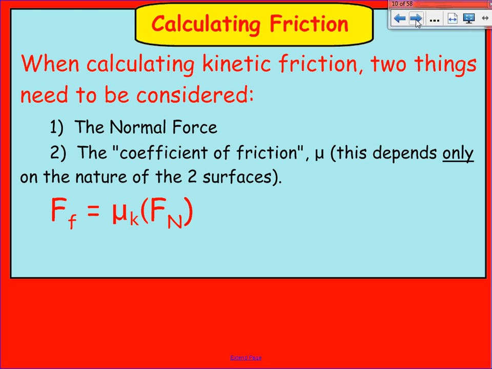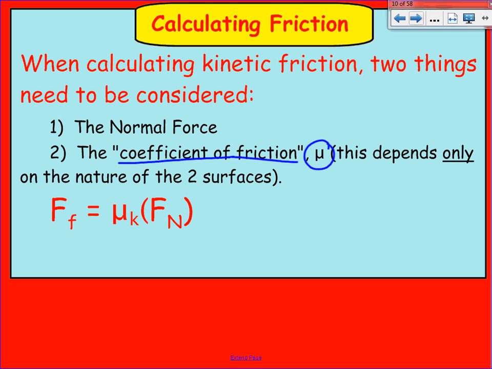Alright, so how do you calculate these types of frictions? Well, each friction is different. There's static friction and kinetic friction. This equation is more specifically for kinetic friction. When you want to calculate kinetic friction, there's two things that need to be considered. The first thing is the normal force. The normal force from the surface is going to make a difference on what your kinetic friction is. The second thing that makes a difference is something called the coefficient of friction. And that is going to have the Greek symbol mu.